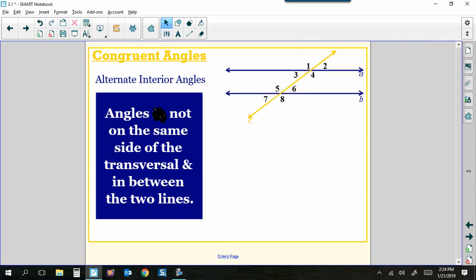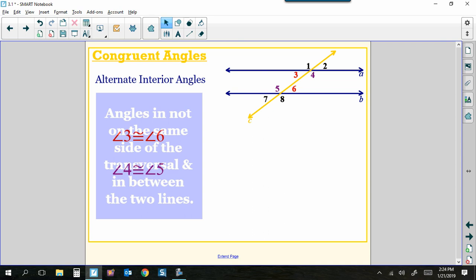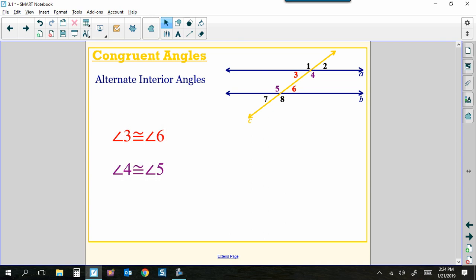So if we look at our diagram above, we can see that angles 3, 4, 5, and 6, remember, are interior. They're in between lines A and B. Now let's look at those four angles and decide which ones are not on the same side of line C, the transversal. Well, if you look at angle 3 and angle 6, they are separated by the yellow transversal line. So 3 and 6 are on opposite sides of the transversal. Same with angles 4 and 5. So because the lines are parallel, we are able to make these two congruent statements, that angle 3 and 6 are congruent and angle 4 and 5 are congruent. Excellent.